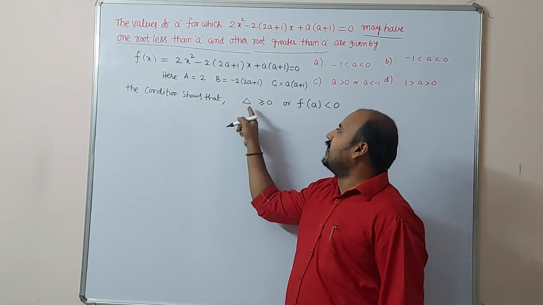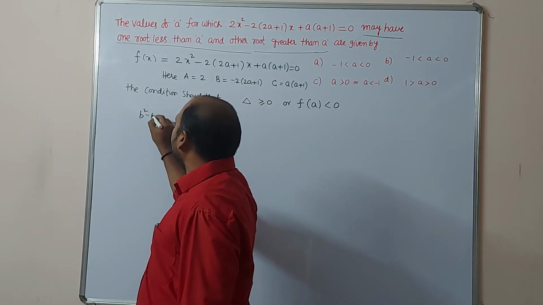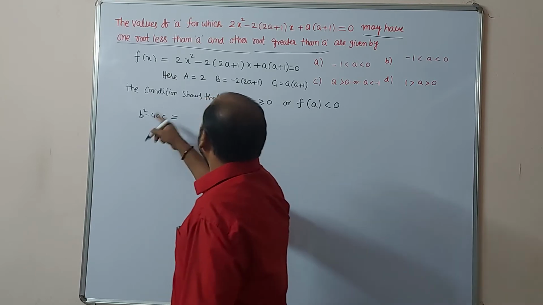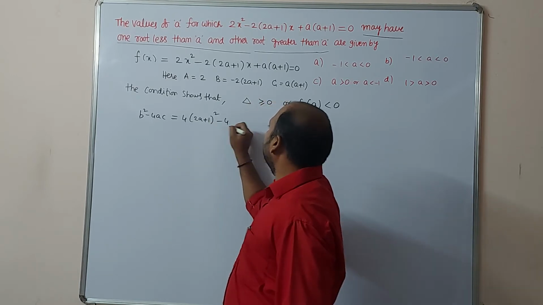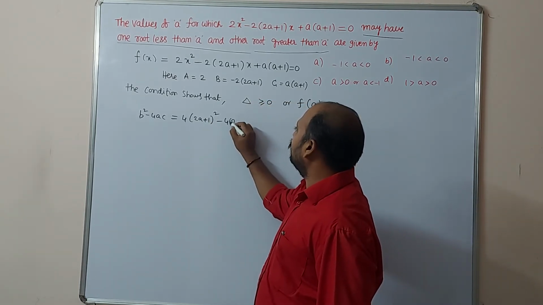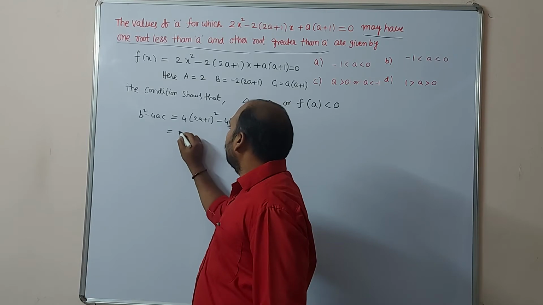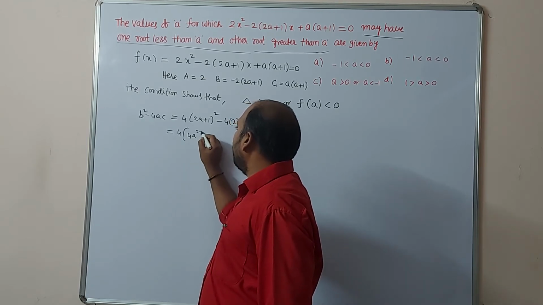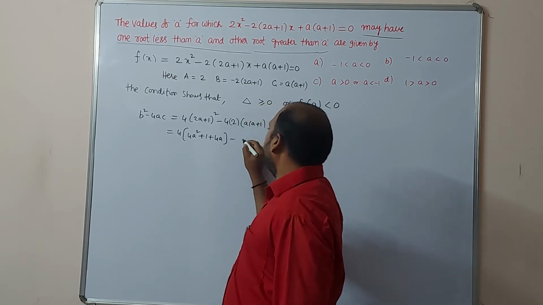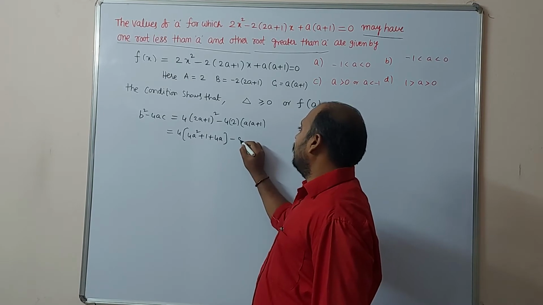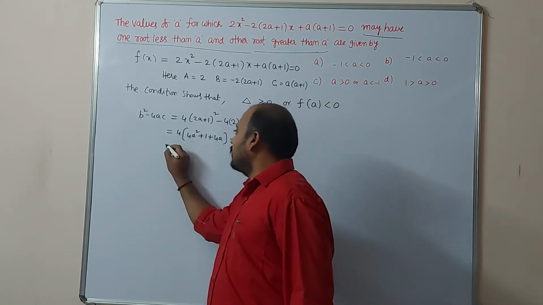Once you check that delta is greater than 0 or not, for what values of a we can check that. So delta means b square minus 4ac. We are verifying that. b square means this value whole square, 4 into 2a plus 1 whole square, minus 4 into a value, a is 2, into c value, a into a plus 1, which is equal to 4 into 4a square plus 1 plus 4a minus 8a square minus 8a.